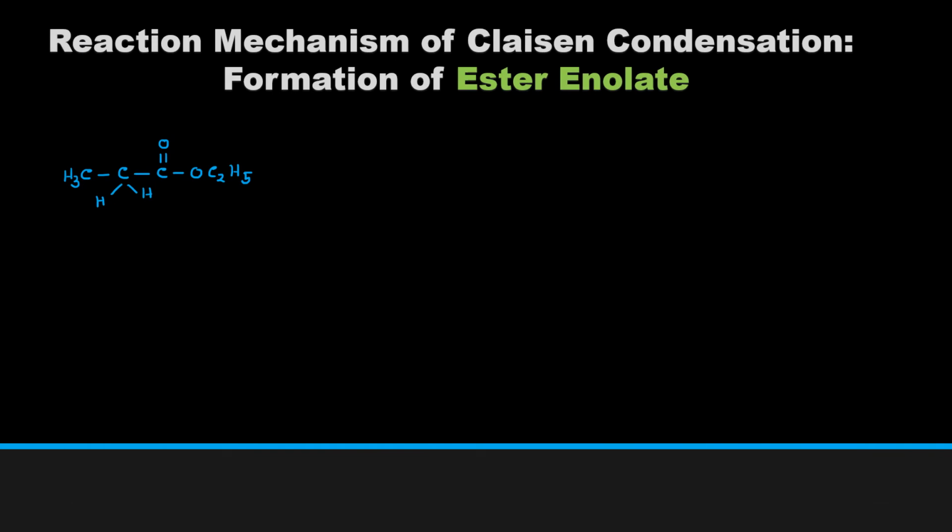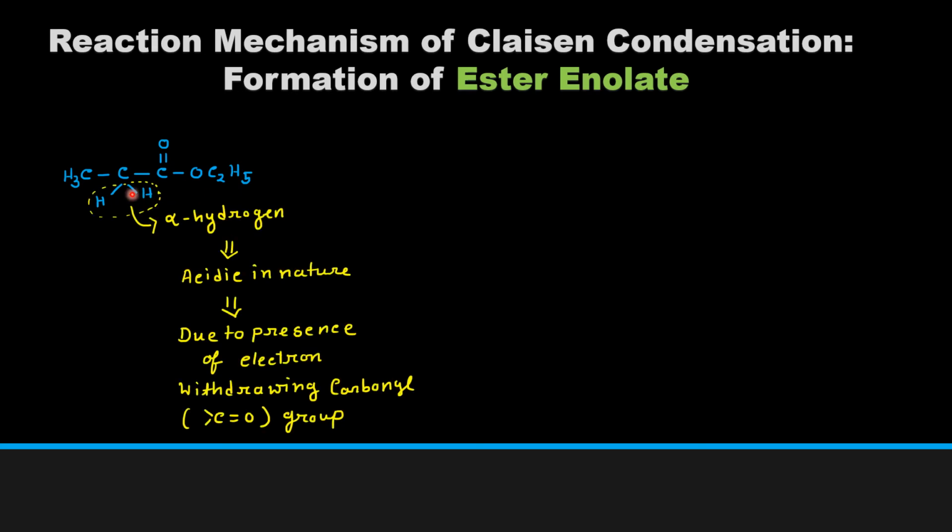Now let's understand the reaction mechanism of Claisen condensation reaction. So this is the ester we have taken. It's ethyl acetate. This is the alpha carbon. The alpha carbon has alpha hydrogens. Alpha hydrogens are acidic in nature because they are adjacent to the electron-withdrawing carbonyl group. And this alpha hydrogen can participate in enol formation.